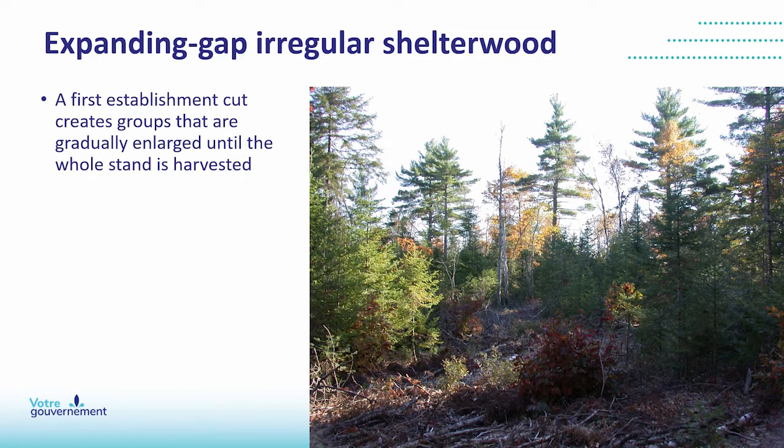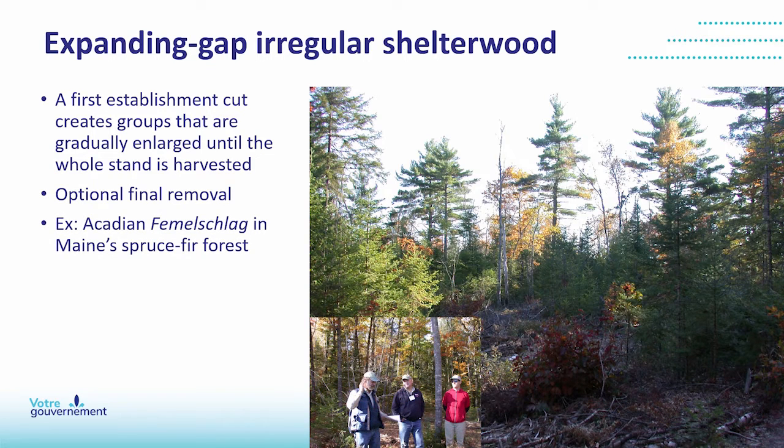So with the expanding gap irregular shelterwood, we enter into a stand to do a first establishment cut that creates groups that will be gradually enlarged until the whole stand is harvested. And sometimes we can also skip the final cut if we want to leave some legacy trees there. A good example of this variant is the Acadian Femelschlag, developed in Maine spruce-fir forest by Bob Seymour and his colleagues.